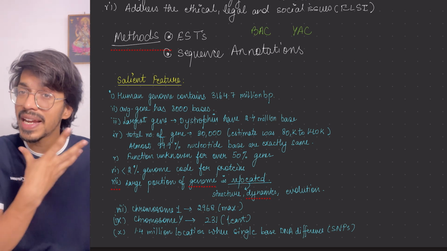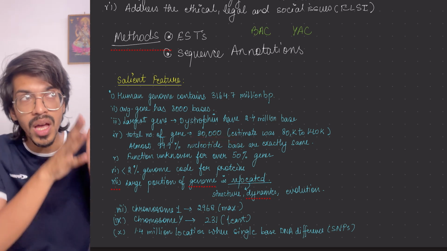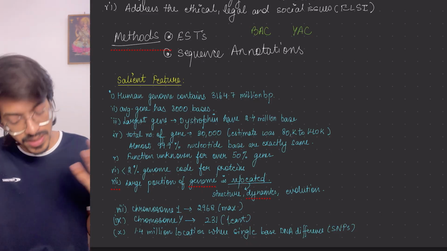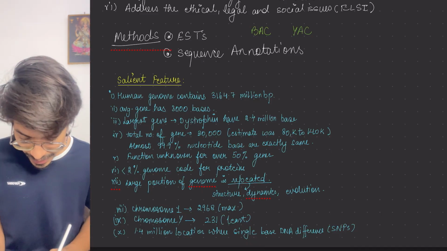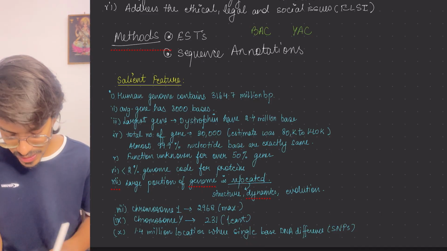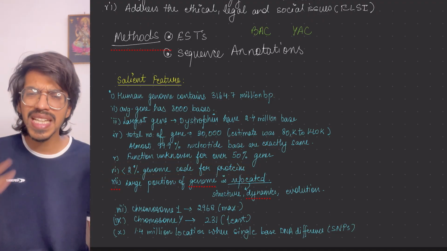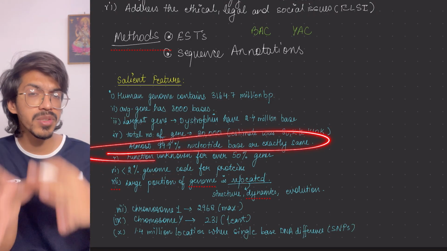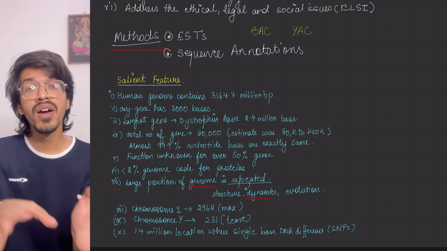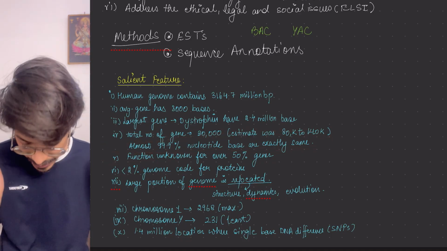Earlier it was estimated to be 80,000 or 1,20,000 genes, but we came to know that most of the genome is empty, not coding anything. Less than 2% is actually coding for something. Almost 99% of the nucleotides are the same in everyone. 0.1% is different, which makes what? Polymorphism, which is a feature of DNA fingerprinting.